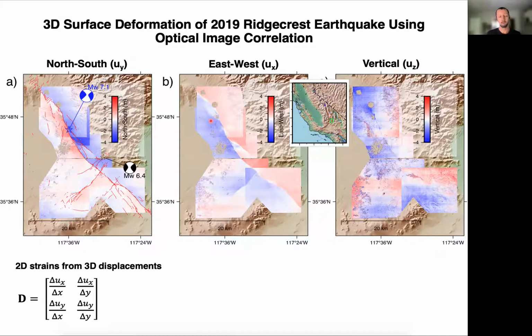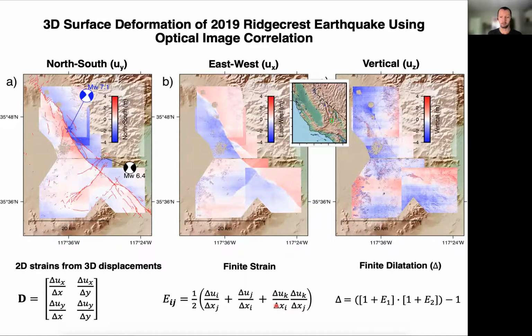From these displacement maps, we can calculate the 2D strains from the 3D displacement pattern. Here is the displacement gradient tensor for 2D that we use to calculate the 2D finite strain. The finite strain differs from the infinitesimal strain in that it includes these higher order terms. Because we're dealing with large strain, it's not really appropriate to assume infinitesimal strain in this case. Then we can calculate the finite dilatation, which tells us which parts of the fault zones are contracting or undergoing extensional fault-perpendicular strain, or areal strain really.